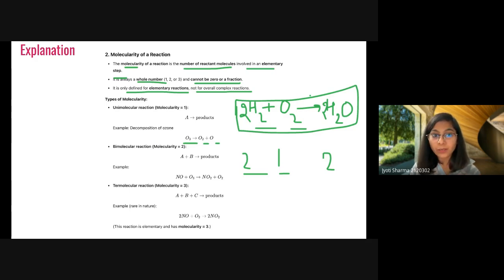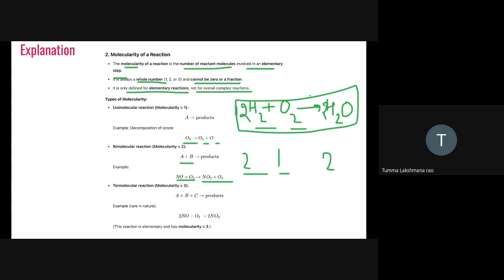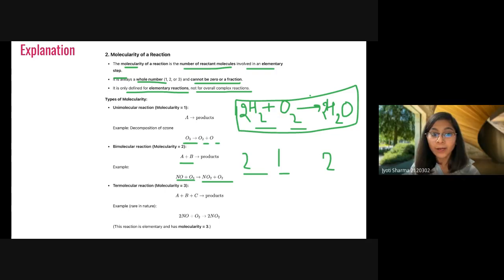So this is unimolecular reaction. If we need two molecules of the reactant, and that will give you the product, then we will call it a bimolecular reaction. So this is N2 plus O2, and this is giving you the NO2 plus O2. So here we need two molecules of the reactant. Then we have the termolecular reaction. So here we need three molecules of the reactant, and that will give you the product.